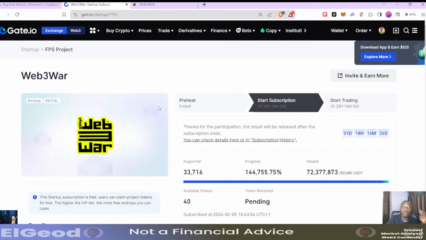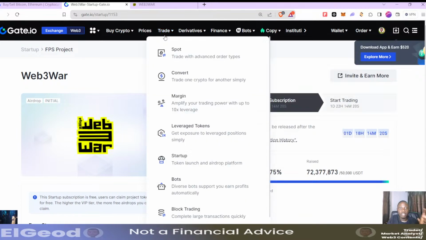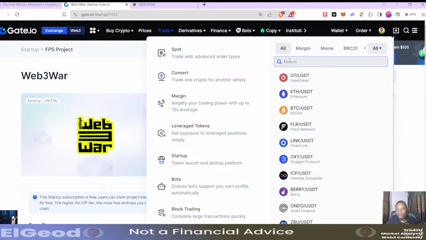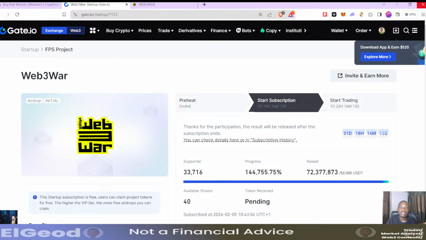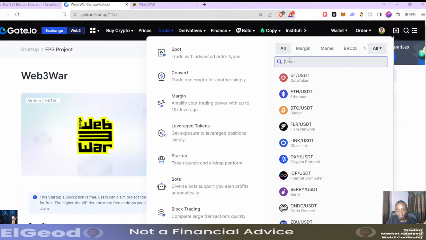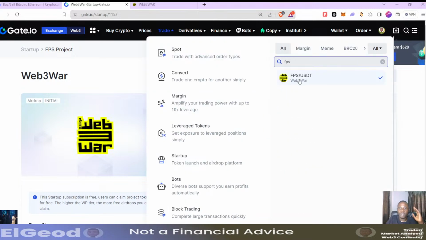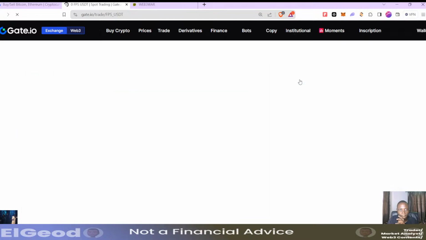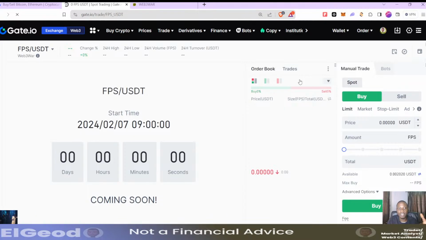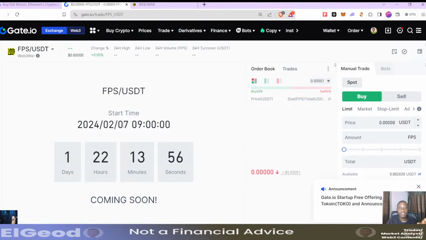Now, meanwhile, when this token gets available for trading, you would find it on spot here. So you move to trade, get over to spot, and then you have the search bar option. So you search the token's ticker. Simple. I know you'll find it like that. FPS. There you go. See that? And then click. That's the token. So when you click on that, it's currently not available for trading, but you see the interface. So you see it going live, right?